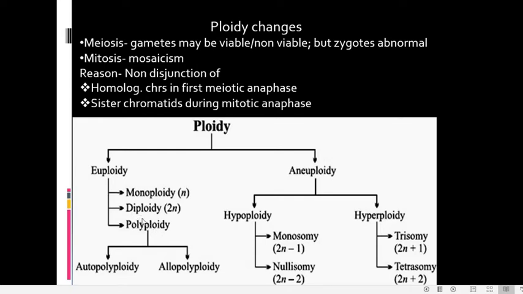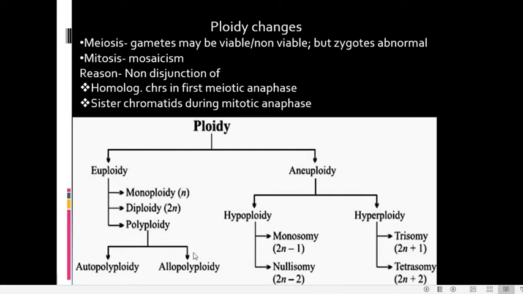There is one more condition which is called haploidy. If the somatic cell of an organism contains chromosomes equal to the haploid number in that particular species, then that condition is called haploidy. Then this polyploidy is divided into autopolyploidy and allopolyploidy, to which conditions we will go later.